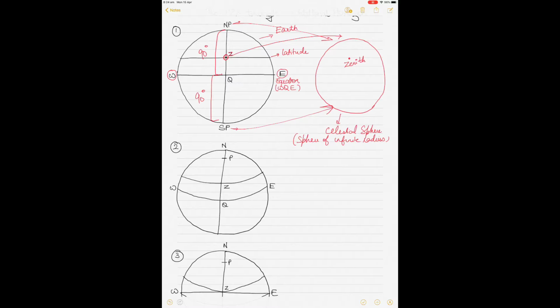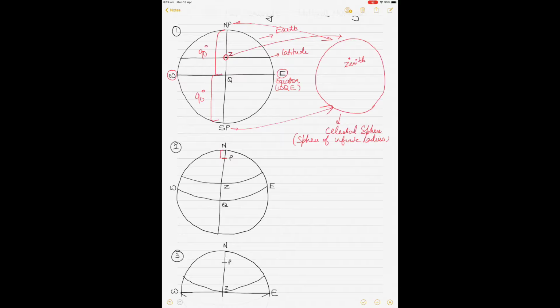Now if I tilt diagram 1 towards you, as you are looking at it, you will see that the pole moves downwards, right? The north and the south and the west and the east remain where they are because they are directions. And then the latitude circle that you are on, Z, also becomes a curved line. The equator that you see also becomes a curved line if I tilt the diagram towards you.